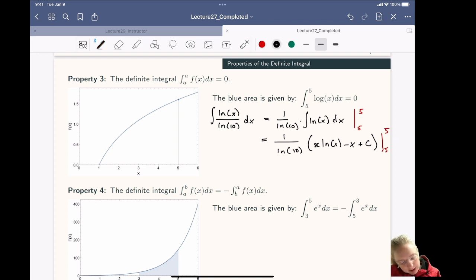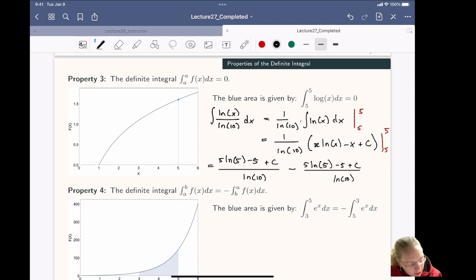So plugging in those integration limits, we have 5 natural log of 5 minus 5 plus c, divided by the natural log of 10, minus 5 natural log of 5 minus 5 plus c, divided by the natural log of 10. That all comes out to being 0, since this term is going to perfectly cancel with that term there. All right, so if we don't go anywhere, the area under our curve is 0.